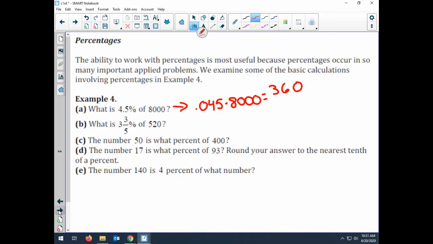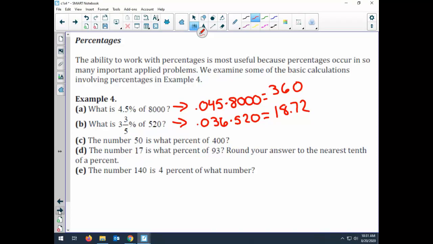So we've got to do the same thing with B. Might be easier to convert that mixed number into a decimal. So we could do that and get 3.6. So we move it over 2 decimal places, and we end up with 0.036. And again, we multiply it by 520. That'll give us 3.6% of 520. And that gives us 18.72.